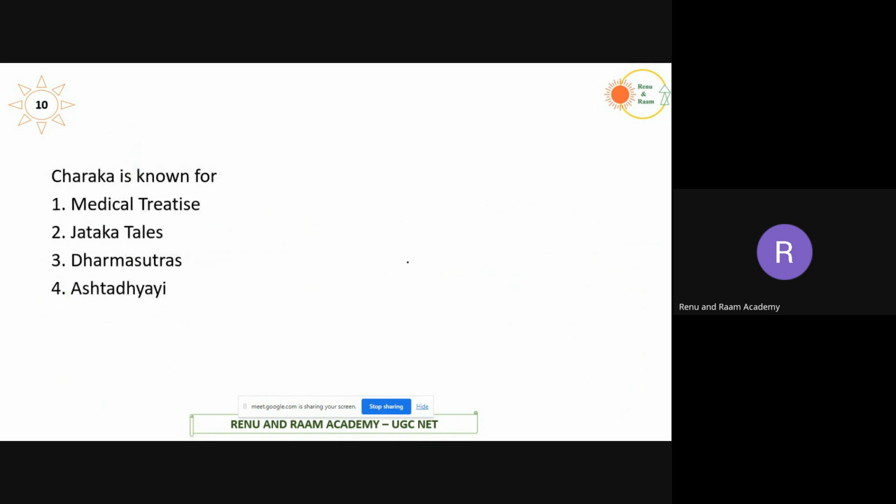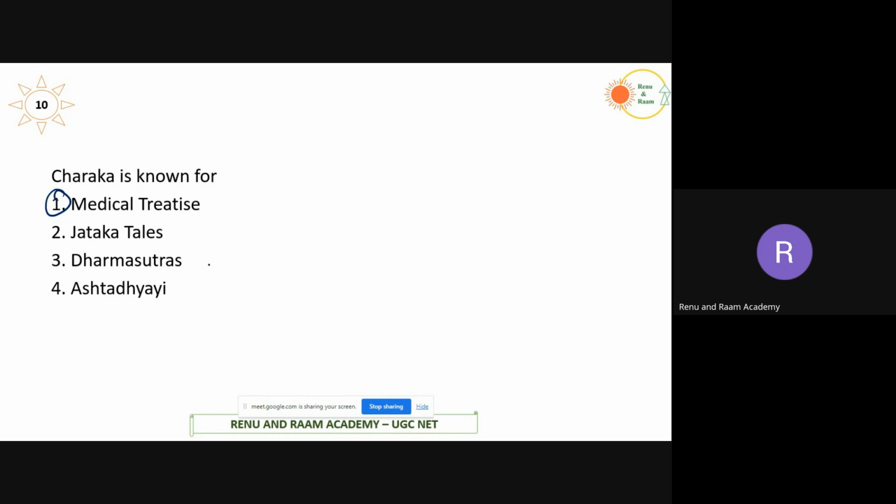Next. Very easy question. Charaka is known for his Charaka Samhita, which is a medical treatise. Okay, others, if you see, Dharma Sutra is related to law, Ashtadhyayi is a grammar book, and Jataka tales are the tales of Buddha, the early lives of Buddha. Yes. So these are the first 10 questions.